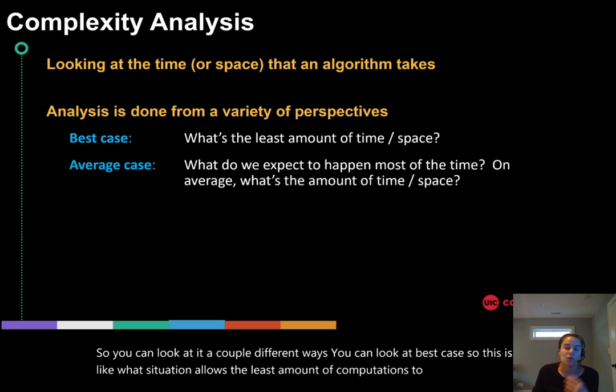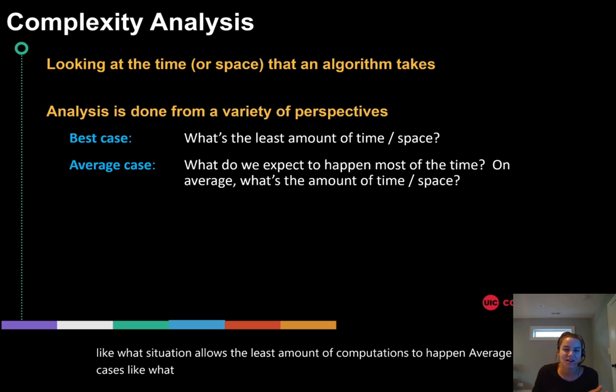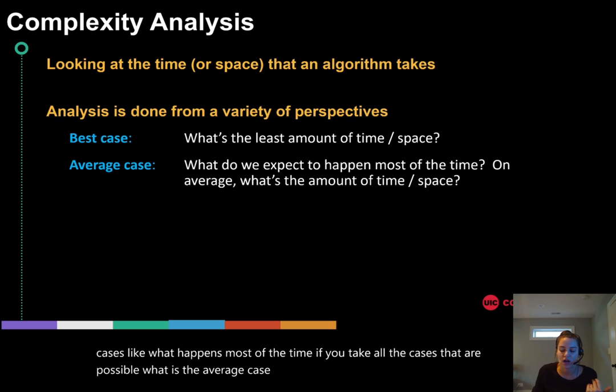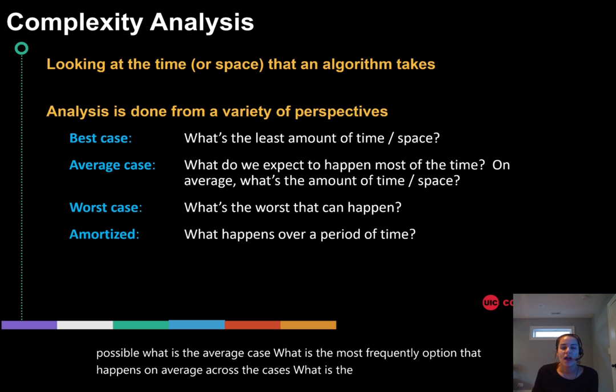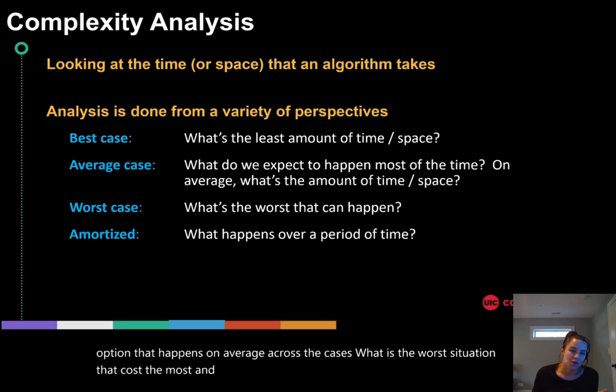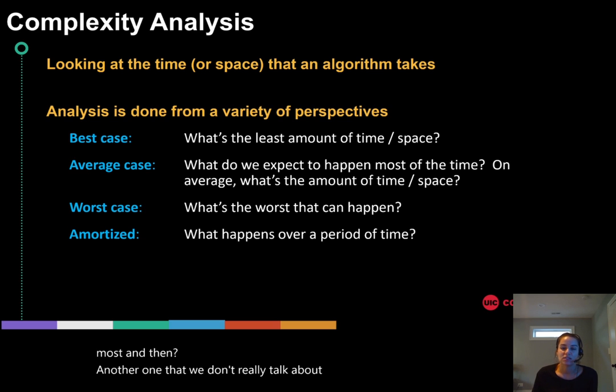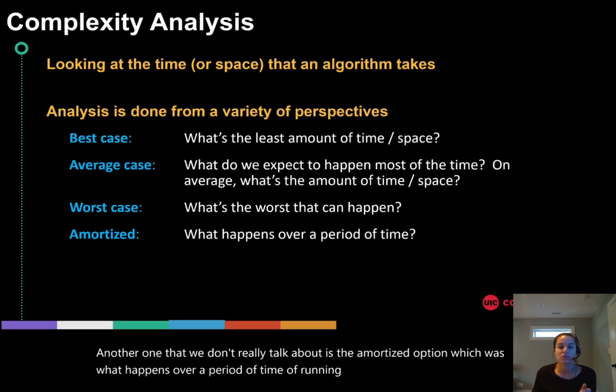Average case is like, well, what happens most of the time? If you take all the cases that are possible, what is the average case? What is the most frequent option that happens on average across the cases? What is the worst situation that costs the most? And then another one that we don't really talk about is the amortized option, which is what happens over a period of time of running the algorithm many times.